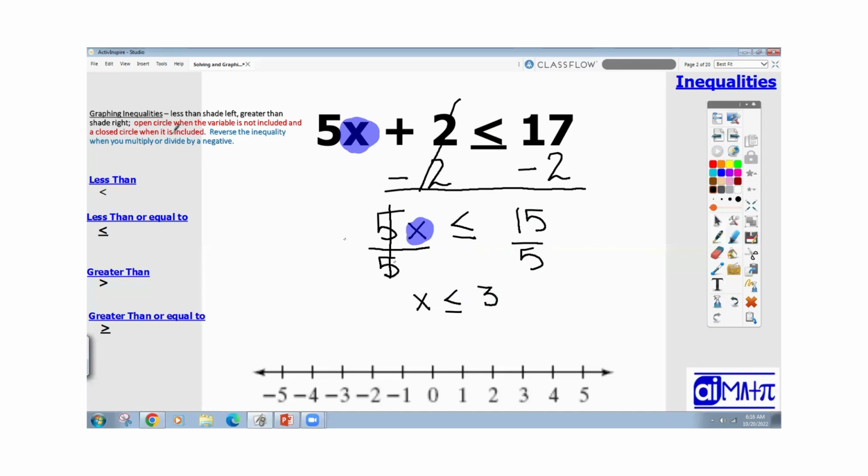And as the rule states, because there is a line underneath this, that means the variable is included. So we would do a closed circle on 3. And then we're going to shade everything to the left because it's less than.